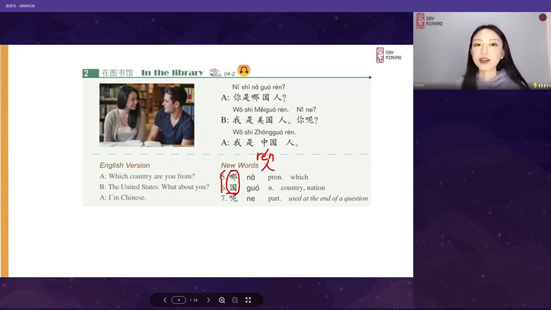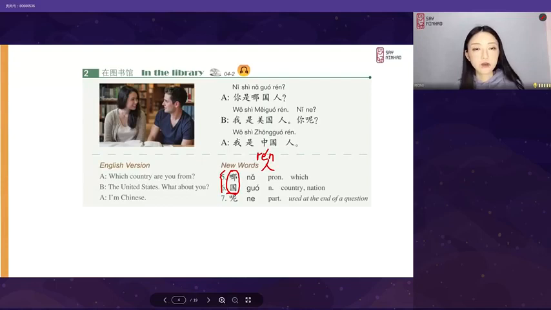你是哪国人? 你 is the subject of this sentence and 是 is the verb of this sentence. Okay, and 哪国人 is the object of this sentence. Okay, now try to remember how to say China. China is 中国, and America is 美国. Very good.